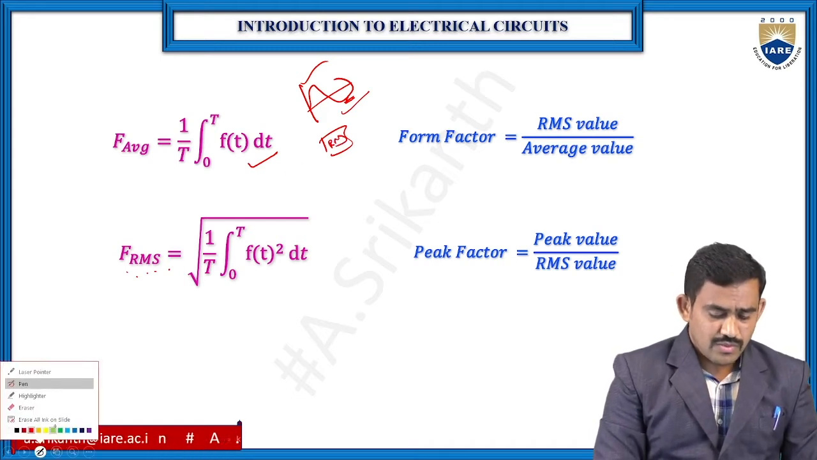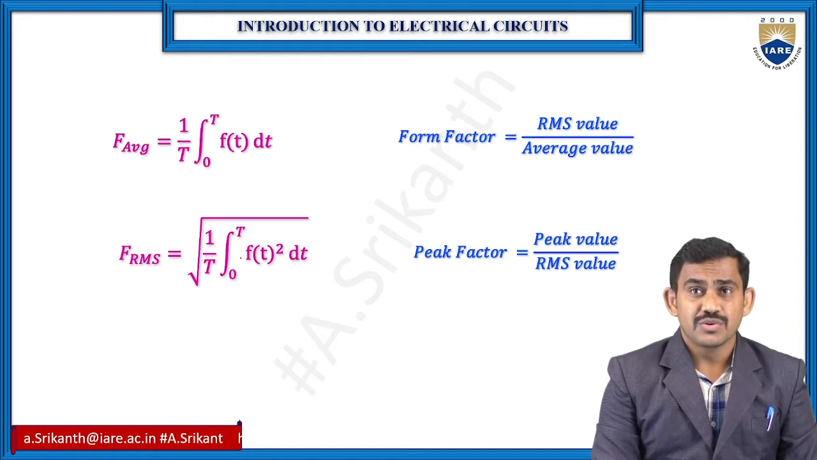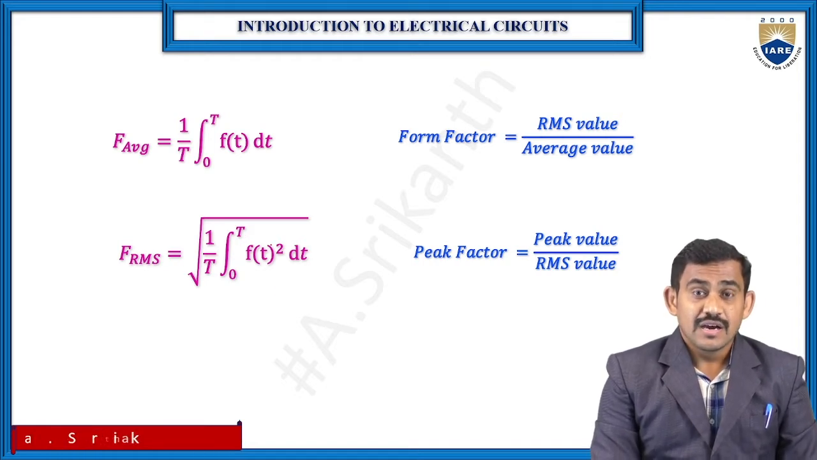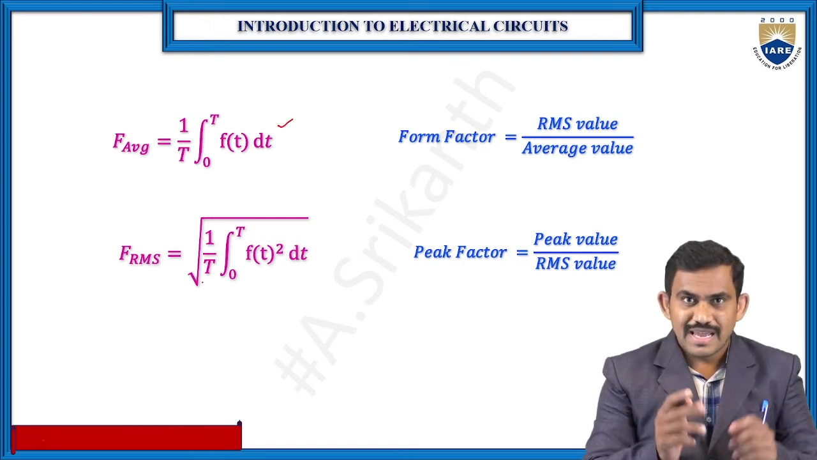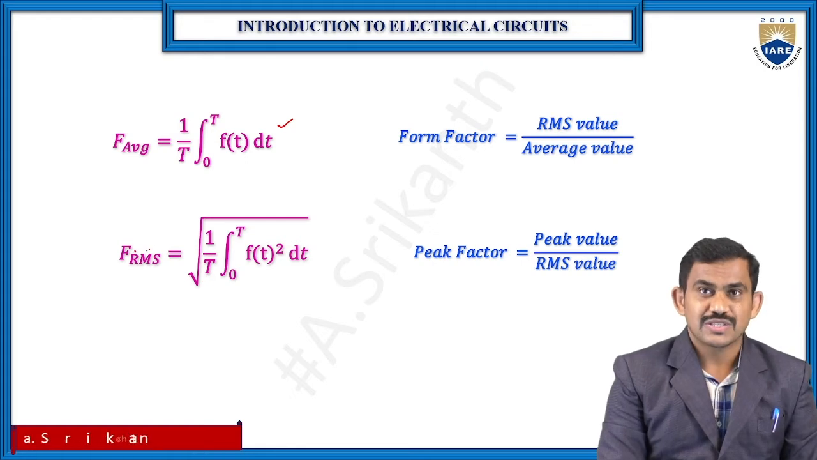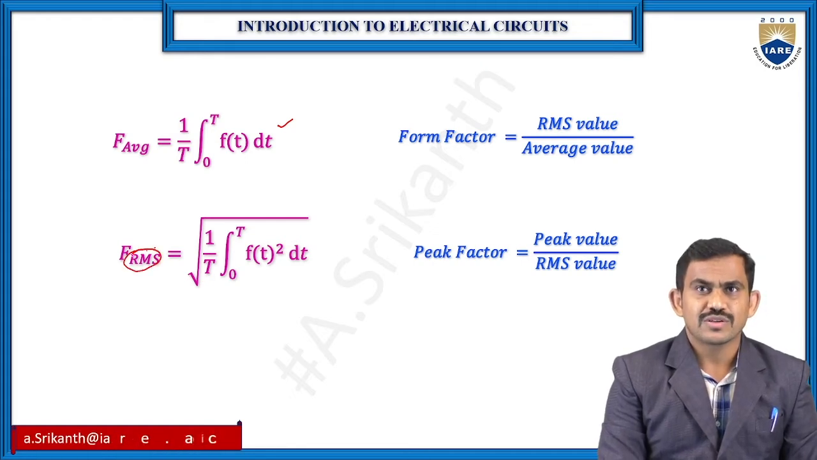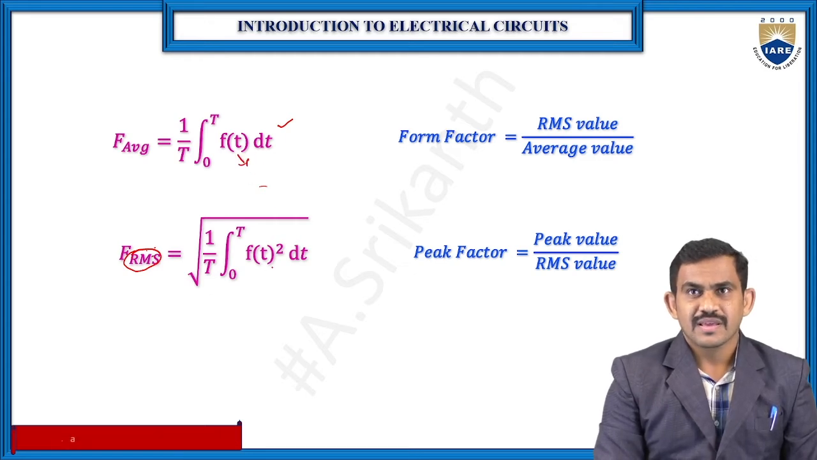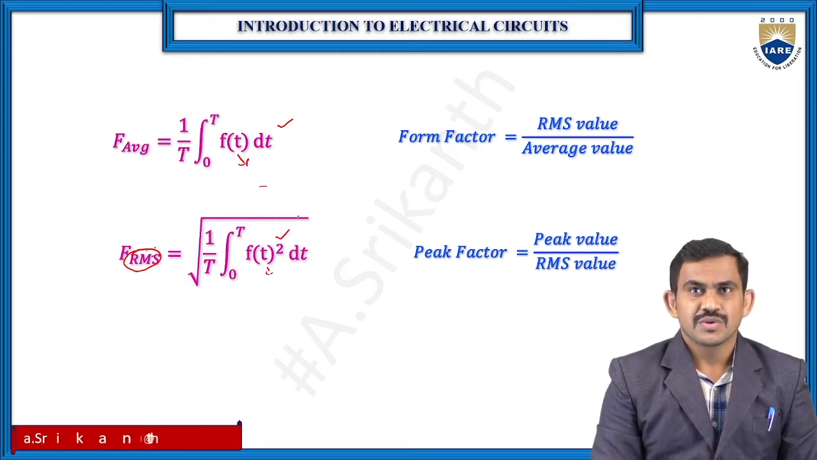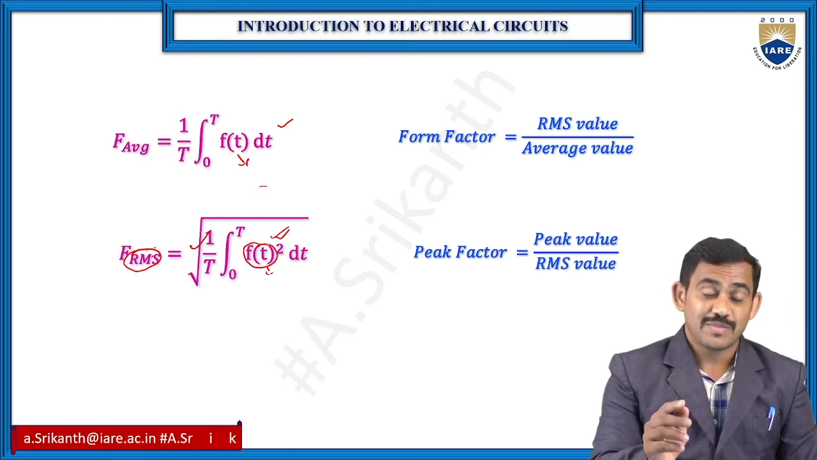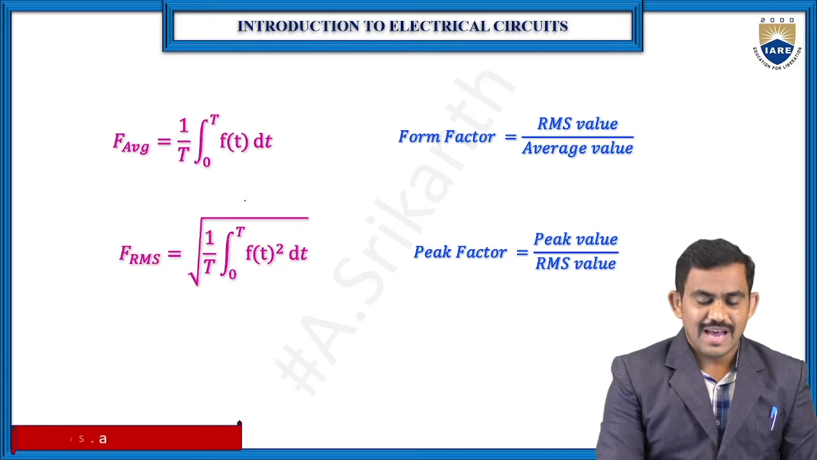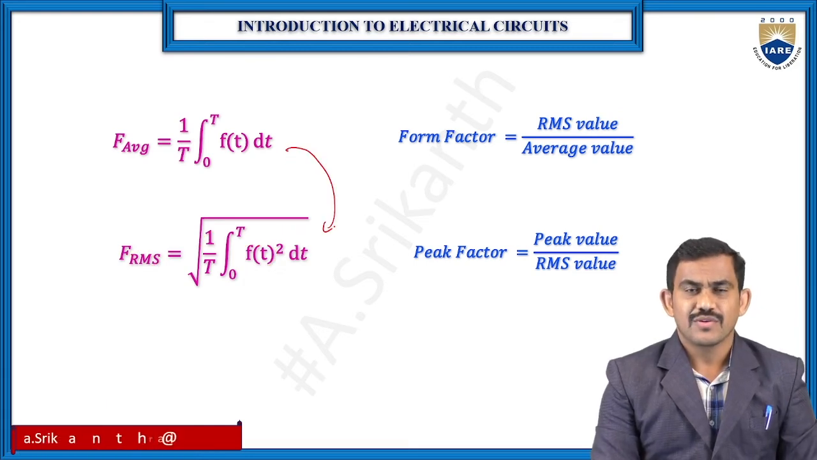Okay. Now for RMS: square root of 1 by T, integral 0 to T, f of t squared dt. So here we have the average, and you can remember it like this: RMS means root mean square. Root is root, mean means the average of f of t squared. You can remember the formula like this also. If you know the average formula, you get the RMS value formula.